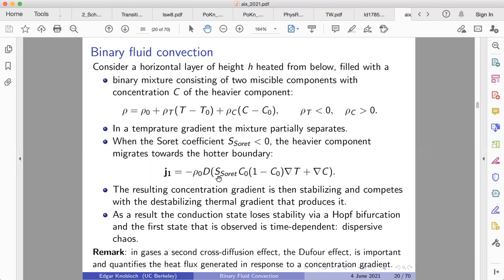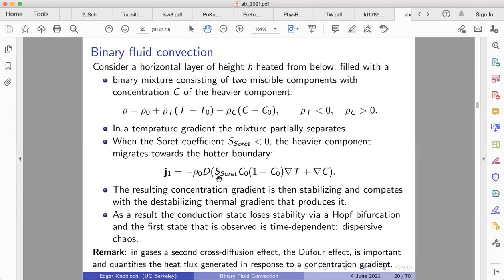And I'm going to be thinking about a situation where I have a horizontal layer. I'm going to heat it from below. And then the question is, how does the separation work? Now, usually, the Soret effect is positive. That's called the normal Soret effect. And that means that the heavier component migrates towards the cold boundary. That would be the top boundary. So in this case, if I'm heating from below, that adds negative buoyancy to the thermal negative buoyancy. And that is a problem that looks very much like standard convection.